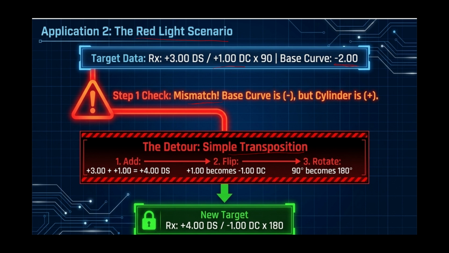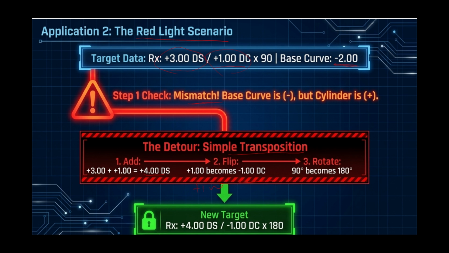So what is our targeted data? It is +3 +1 at 90 degrees. For simple transposition, we have learned that it is the algebraic sum of the sphere and the cylinder. So the algebraic sum gives us +3 +1, which is a +4 diopter sphere. Then we have to flip the sign of the cylinder. So what have we done? The +1 now becomes -1 cylinder.